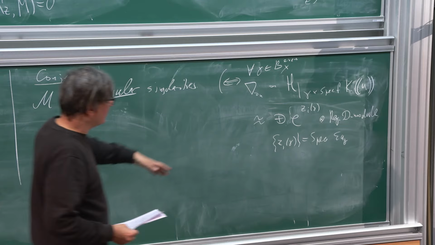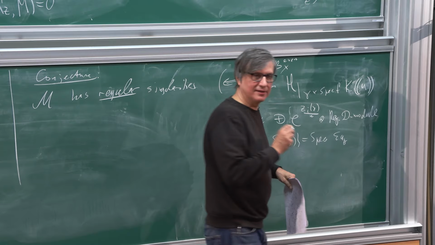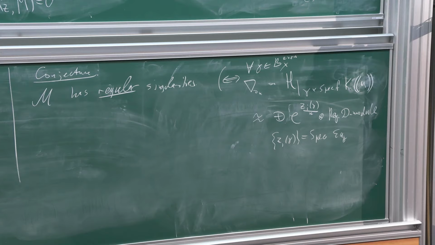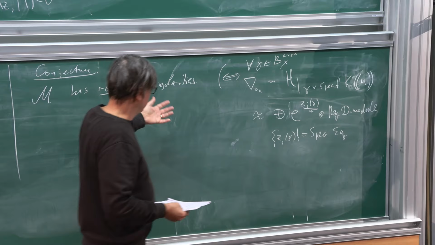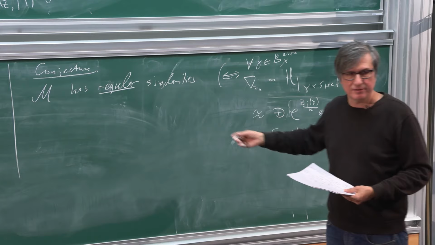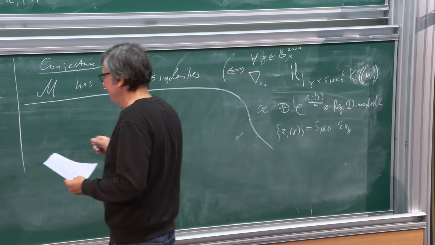I have the usual e to the z_i(gamma) divided by u. Okay, sorry, you're right. Yes. Now, this conjecture, together with quasi-unipotent monodromy, was necessary to define spectra for me; otherwise I cannot even define spectra. So I believe this conjecture is true. So today's conjectures only.